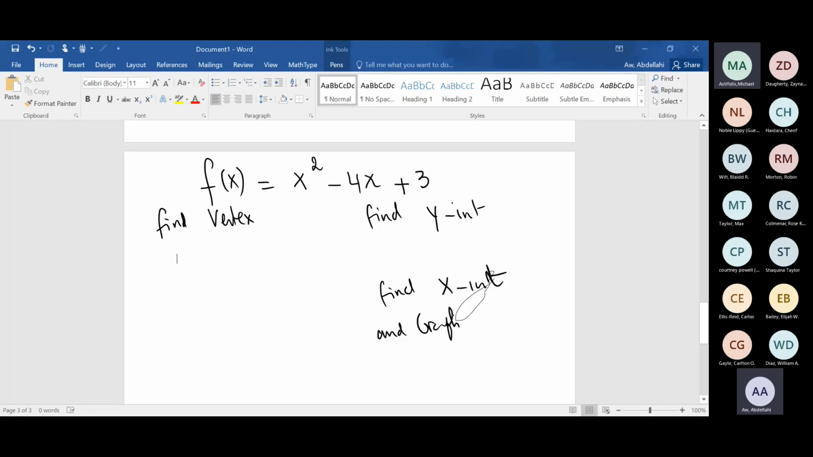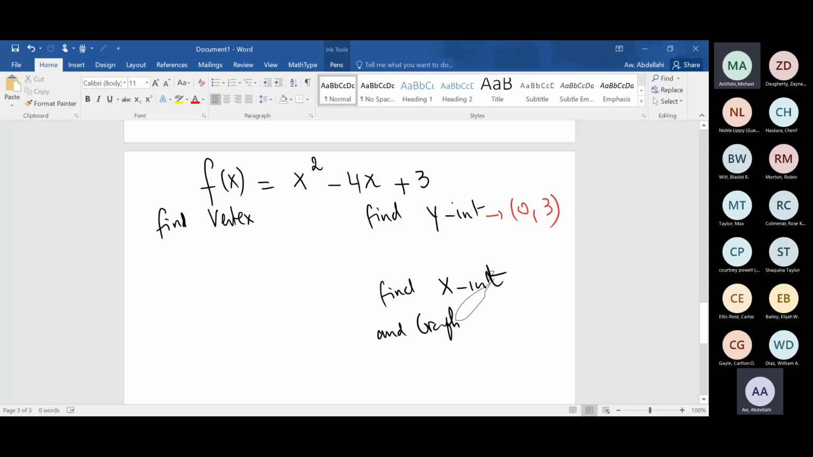What point is the easiest to figure out among the 4 points? Which one is the easiest to figure out? I'd say the y-intercept. The y-intercept, no calculation whatsoever. What is the y-intercept? It is 0, 3. Thank you very much. It's always 0, 3.